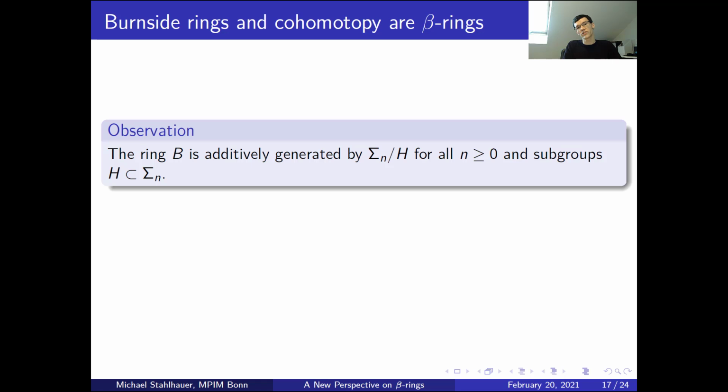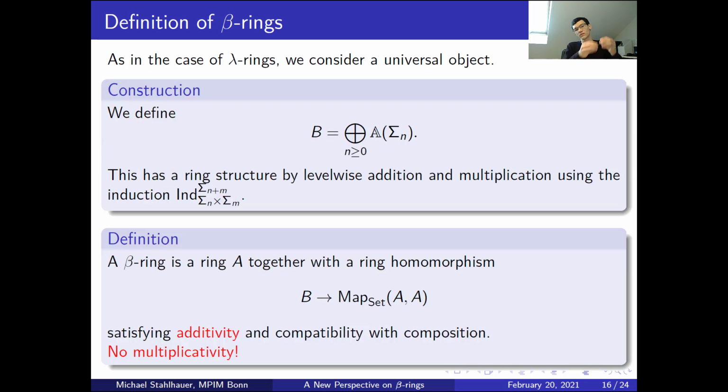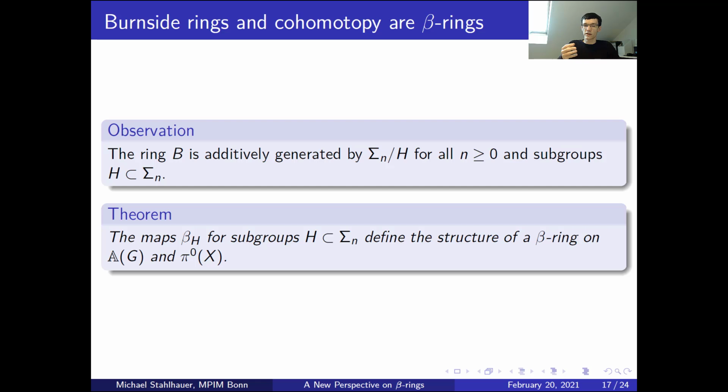And these additive generators just come from the fact that the Burnside rings are generated by transitive G-sets. Okay, and once we have these additive generators, we see that a ring map can be specified by just taking images for all the generators. So we can use the maps beta h we had defined to define the structure of a beta ring on the Burnside ring and on cohomology. And it's then a fairly complicated check to see that this really defines the structure of a beta ring, so that these relations, additivity and composition, and also that this ring map are satisfied.